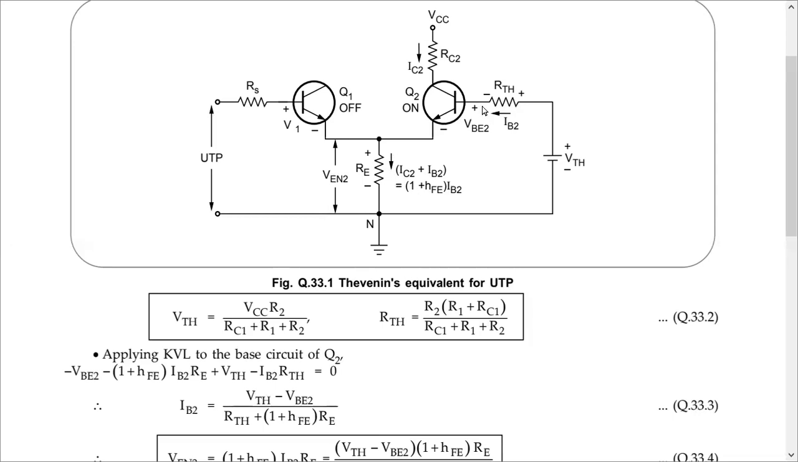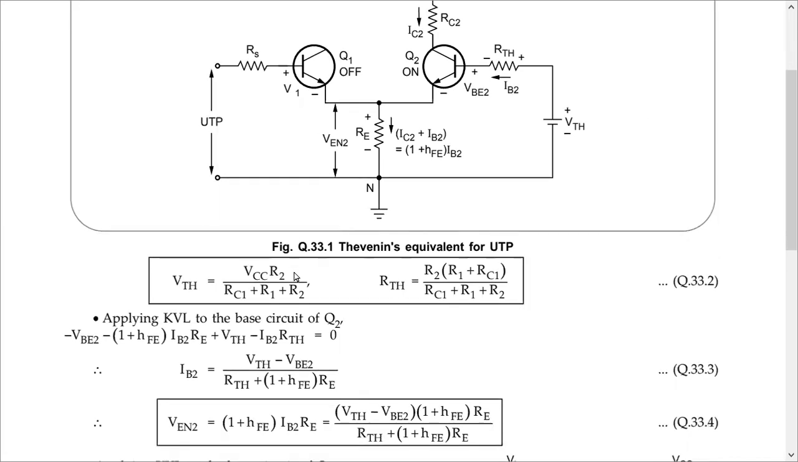Again applying KVL, we have minus VBE2, minus (1 plus HFE) into IB2 times RE, because negative terminal, and then leaving plus VTH, and then again leaving, so minus IB2 into RTH is equal to 0. So we started from here and came back. KVL: sum of the voltages is equal to 0. Now let us find what is IB2.